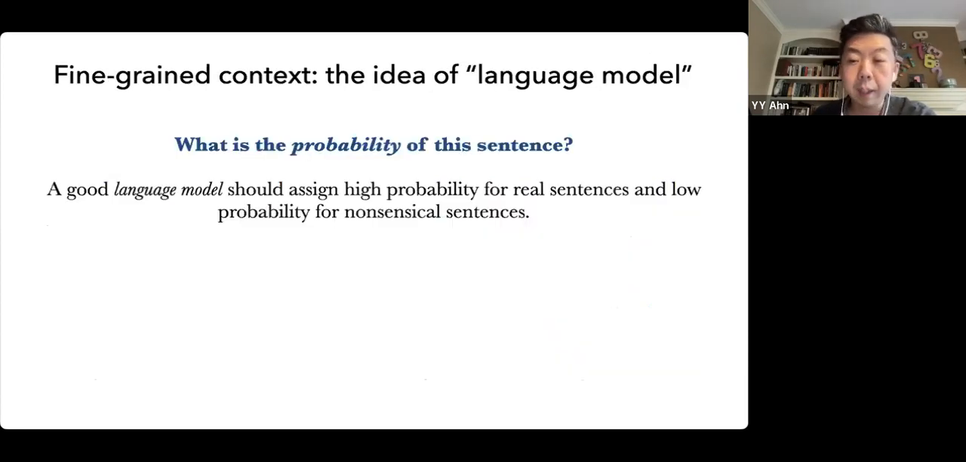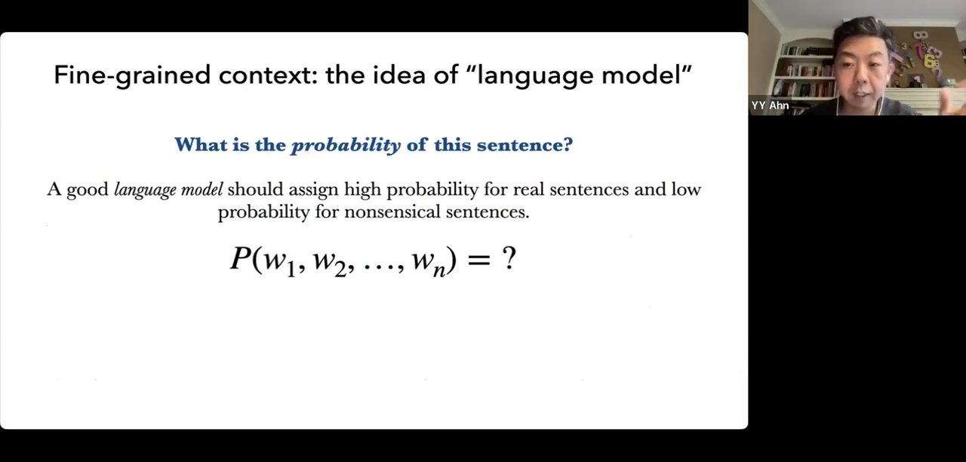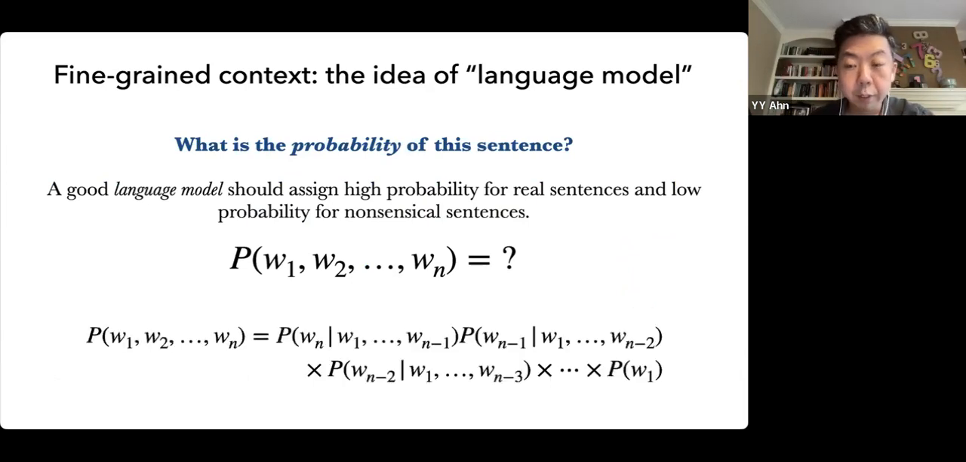And we can think of the same thing at a more fine-grained level, which goes to the idea of a language model. A language model really asks a simple question: what is the probability of this sentence? A good language model should be able to distinguish a more natural sentence from random gibberish. So the question is, what's the joint probability of these words we are seeing in sequence? And as you know, we can use the chain rule to break it down into a bunch of probabilities.